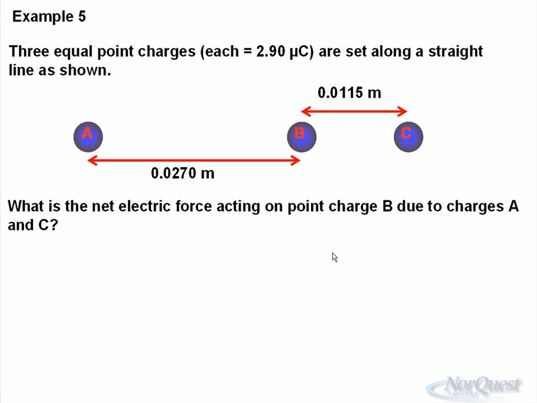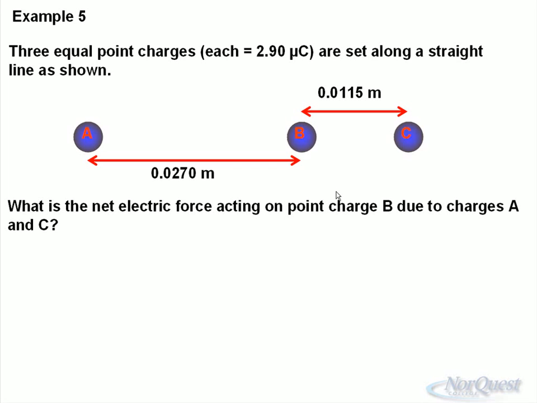So what we want to do is look at this. We have 3 positive point charges, each 2.90 times 10 to the negative 6 coulombs, along a straight line. What we want to do is figure out the net force on B due to A and C. Well, let's think about this for a second. Since they're all equal sizes, we need to figure out what direction each one would push it. Then, based on that force, we could figure out what the final direction would be.